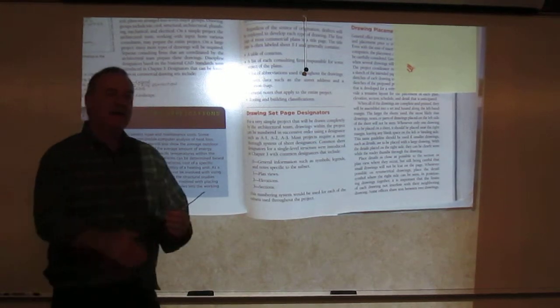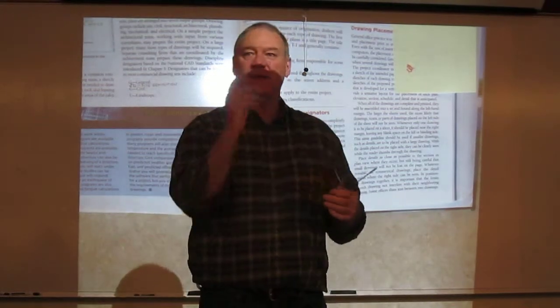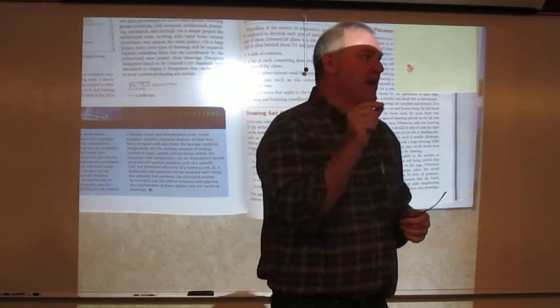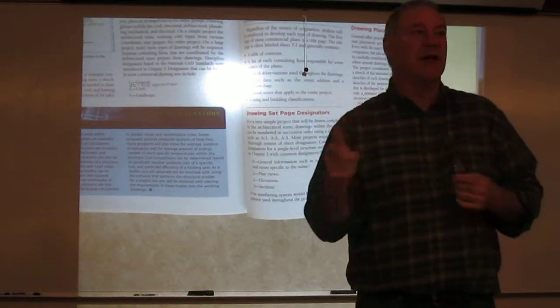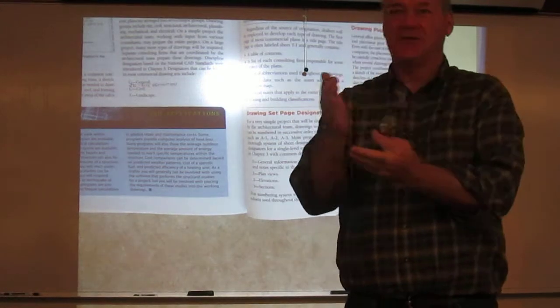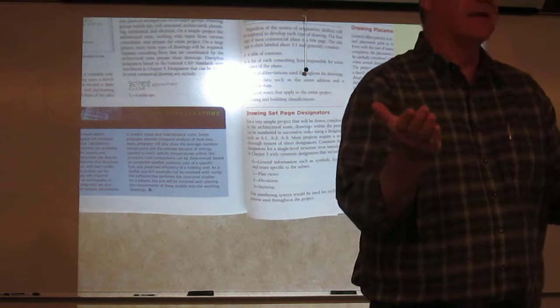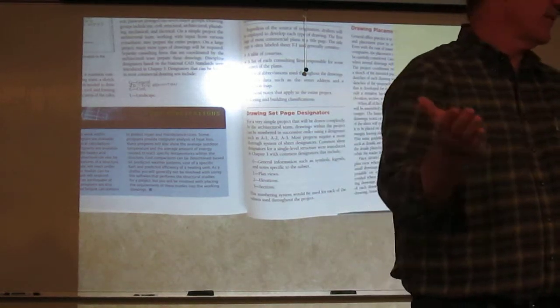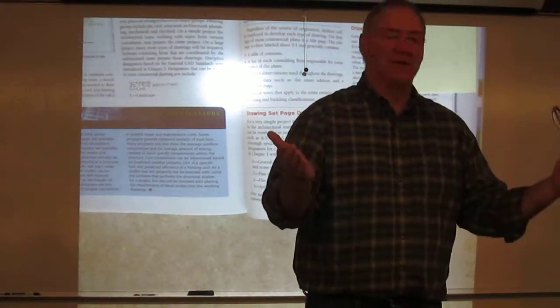So what I might see is A-1, that would tell me in those first characters that I'm looking at an architectural drawing set and I'm looking at a plan view. Or I'd see A-2. That would mean I'm looking at an architectural drawing and it's going to be an elevation of some type, interior or exterior. A-3, it would be some section cut through the building.